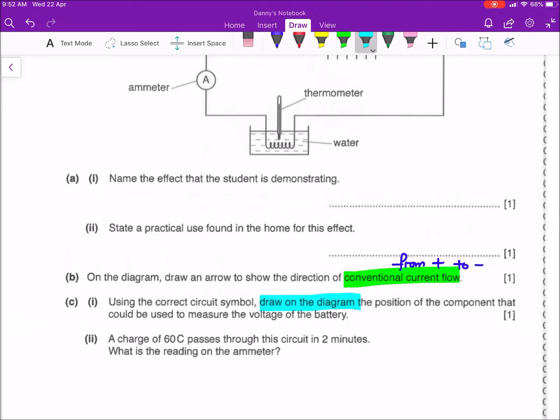You need to draw on the diagram the position of a component that is used to measure the voltage of a battery. So the equipment must be a voltmeter, and remember voltmeter has 2 arms. I want you to connect and show me. Okay, you are measuring the voltage of the battery.